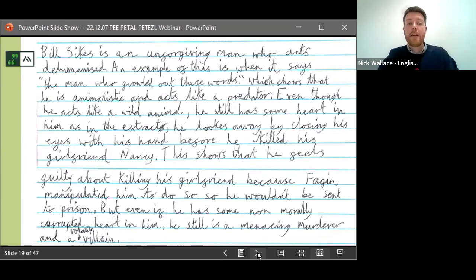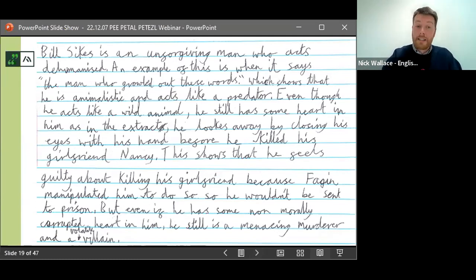They're responding to a question on what type of character is Bill Sykes. It's a year 7 student. And there are some really fantastic things going on here, which I'll just point out to you. We see some great vocabulary: unforgiving, dehumanized, animalistic, manipulated, corrupted, volatile, menacing. The student's applying some great vocabulary there.